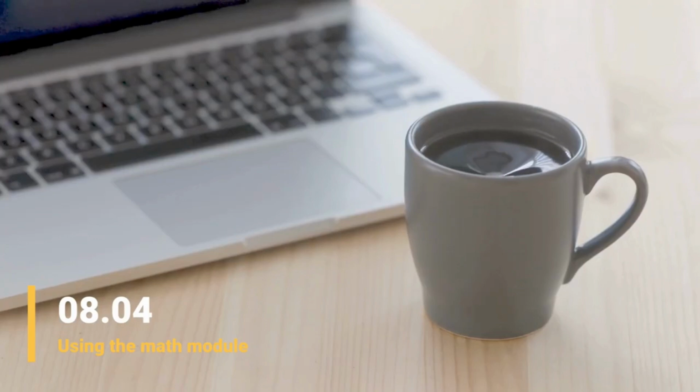Welcome back. In our last lecture, we briefly introduced the math module for accessing pi. Now, we will explore some of the powerful mathematical functions provided by this module, which may be used for engineering, scientific, and financial calculations.